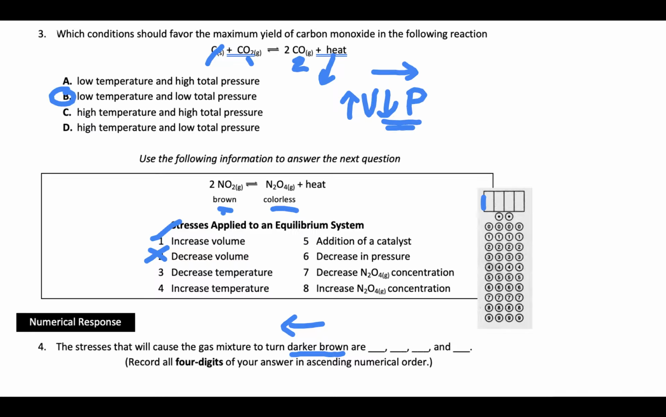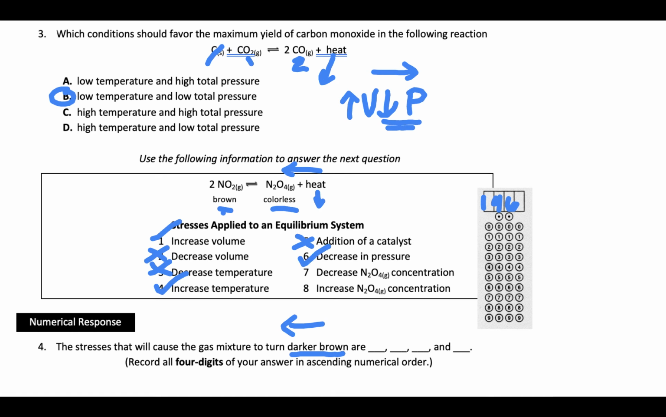Not number 2 because we would shift away. Decrease your temperature. If we decrease the temperature, you would shift back to replace it. So that won't work. Increase your temperature, you shift away. So that would work. So number 4. Addition of a catalyst. Catalysts do not shift equilibrium. Decrease in pressure would shift to the side with more moles. So that would actually also work.